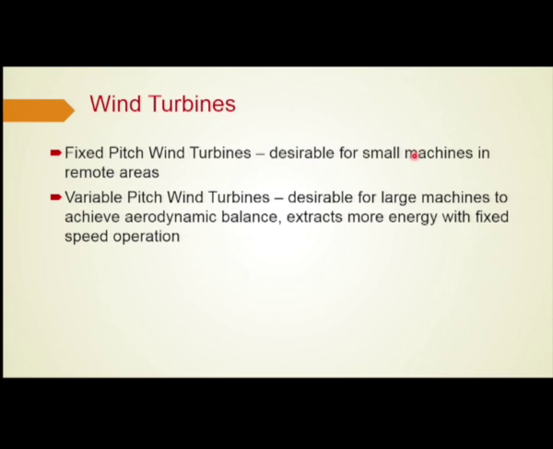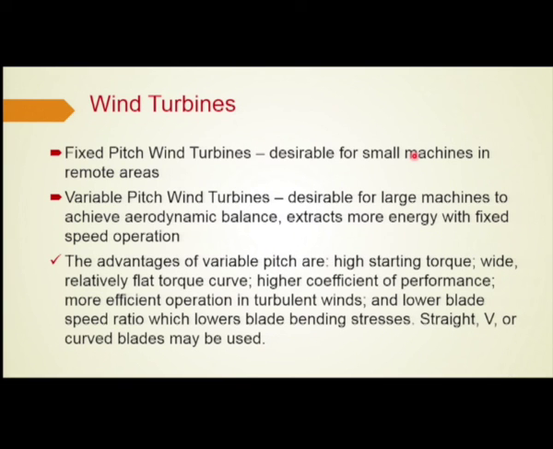Another classification is according to the pitch, whether we have fixed pitch or variable pitch. Fixed pitch is desirable for small machines in remote areas. Variable pitch is preferable for large machines to achieve aerodynamic balance, and it extracts more energy with fixed speed operation. The advantages of variable pitch are high starting torque, a relatively wide flat torque curve, higher coefficients of performance, more efficient operation in turbulent winds, and lower blade speed ratio which lowers blade bending stress. Straight, V or curved blades may be used.